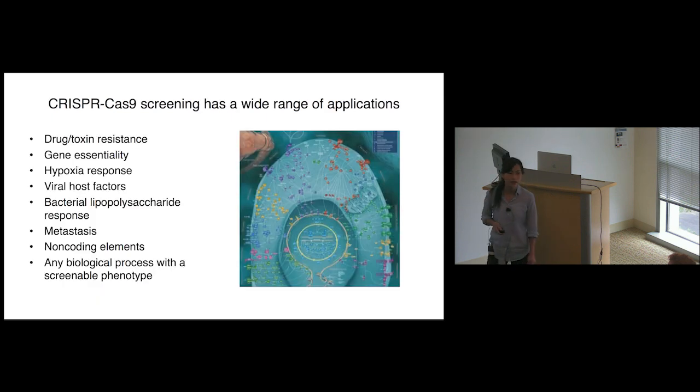And because the Cas9 knockout and activation have proven to be fairly robust, so far both systems have been used in a number of different screens, including drug resistance in cancer cell lines, gene essentiality, viral host factors, metastasis, and more recently in the non-coding genome, as well as for cancer immunotherapy. And in theory, one can use a CRISPR-Cas9 system to screen for any biological process with what we call a screenable phenotype. So what exactly is a screenable phenotype?